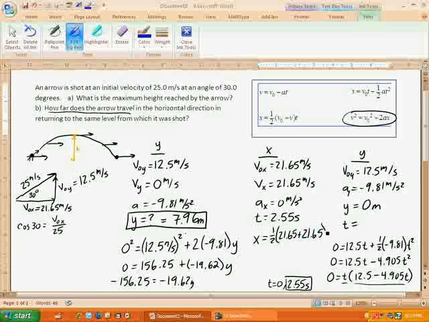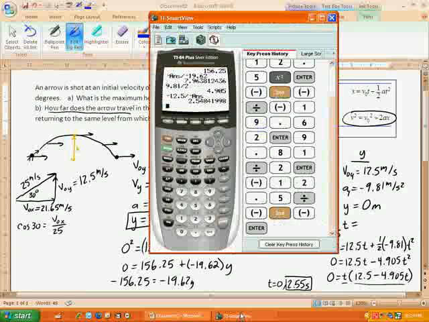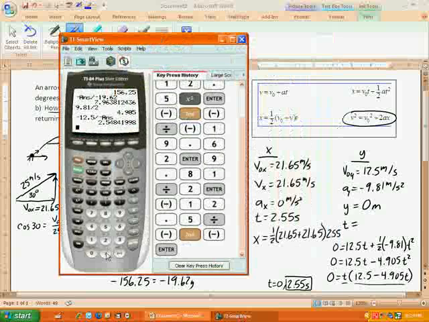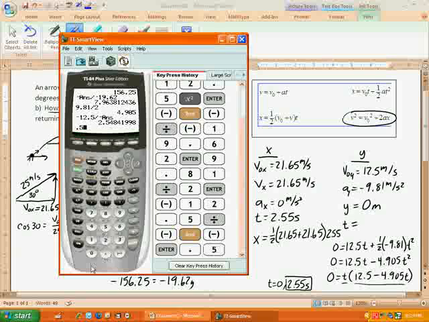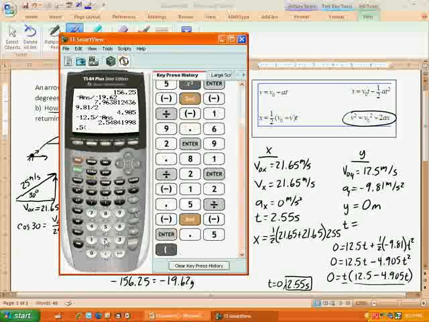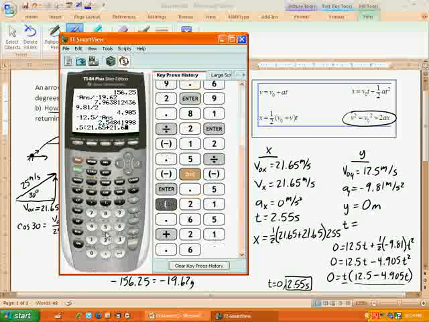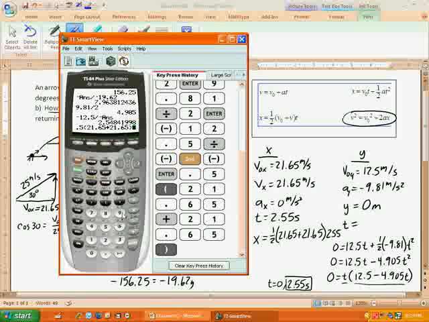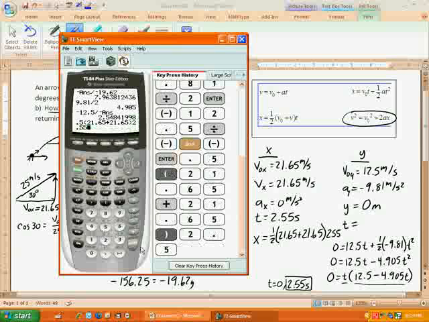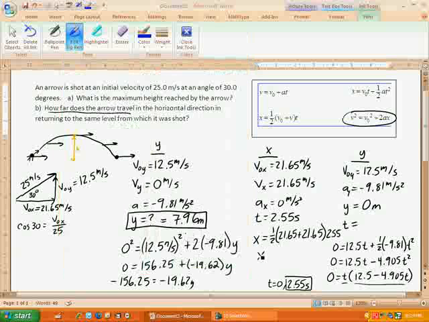So let's do it. So we've got 0.5, which is 1/2, times 21.65 plus 21.65, times 2.55. And we get 55.2. So x equals 55.2 meters. And that is the total horizontal distance traveled from one level to the same level again. Okay? And that's all there is to that problem.